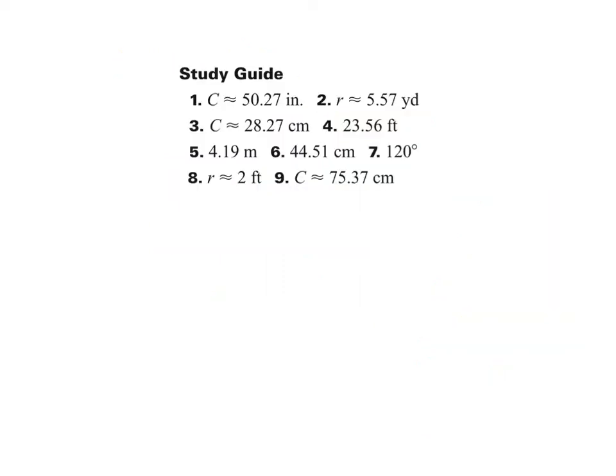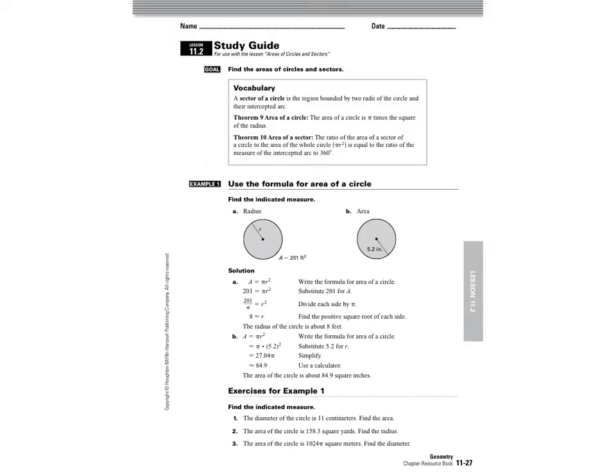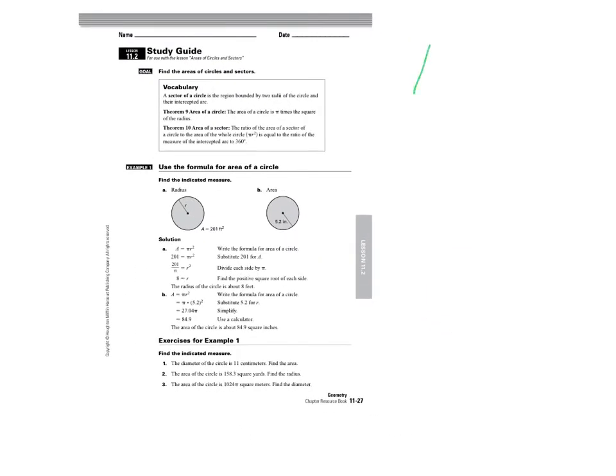The next lesson was 11.2. That was where we encountered the area formula. So the formula for area of a circle is going to be pi r squared. Remember, once we calculate our answer, the units are always squared. So if you look at example 1 and then the exercises for it, those would be all good examples that you could do to study for the test.